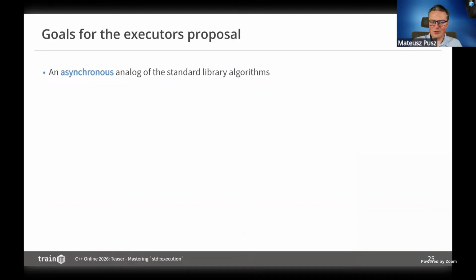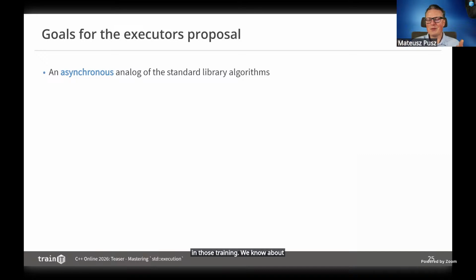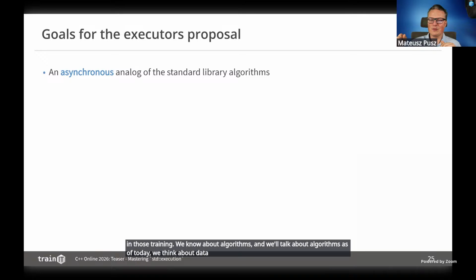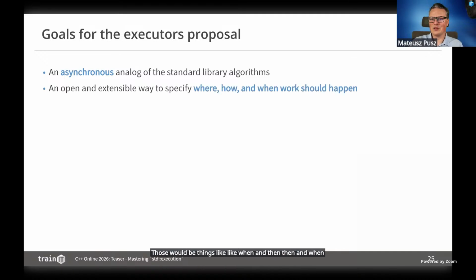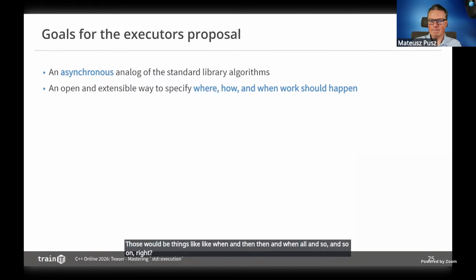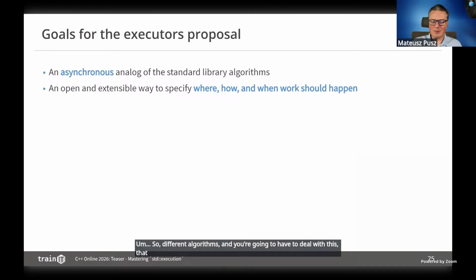The goal of the executors proposal, actually before senders/receivers, but the goals are the same, was to have an asynchronous analog of the standard library algorithms. So we are going to talk about algorithms in this training. We know about algorithms, and we are talking about algorithms as of today. We think about data algorithms, right? All of those find, if, sort, and so on. Right now, we are going to talk about asynchronous algorithms, and those will be totally different. Those will be things like when and then and when all and so on, right? So different algorithms, and we are going to have to deal with the fact that we will have different algorithms in the standard library after that.